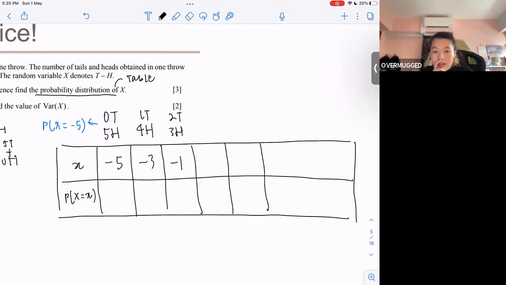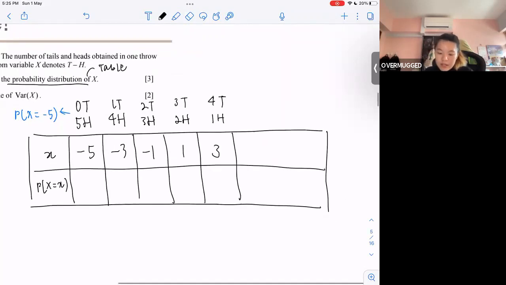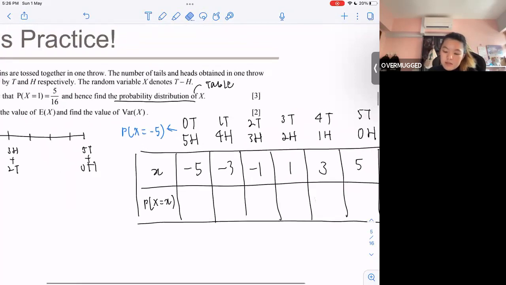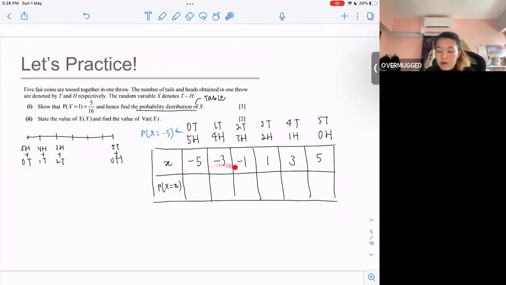What other outcomes are there? There is going to be your 3 tails and then 2 heads. Then that will be a positive 1. 4 tails, 1 head, that will be a positive 3. And then we have your 5 tails and 0 heads. So that's your spectrum, all the possible outcomes. And for this, your outcome would be 5. I'm going to erase this last part over here. Okay, so this is what your probability distribution, all the possible outcomes, will look like.